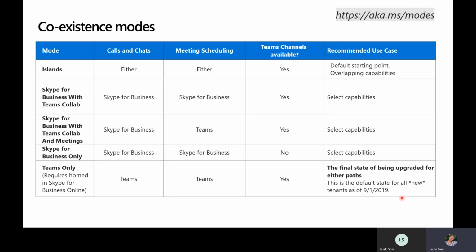If you are just starting your journey from Skype for Business or Lync Server on premises to Teams, and you don't have a tenant yet, you need to acquire a tenant first, then open a support case to enable coexistence capabilities for your organization.